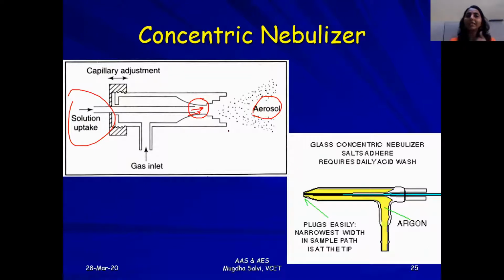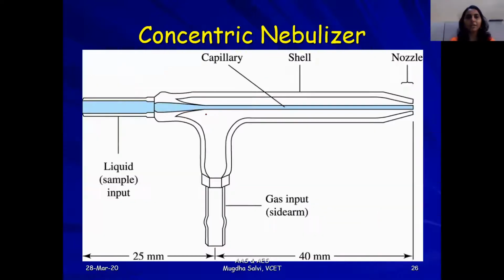This is a concentric nebulizer, as the name suggests. You can see that there are two pipes placed one in another. The smaller inner pipe is giving the solution, the outer one is giving the gas inlet, and together they are giving out an aerosol. Similarly, this is another diagram for a capillary concentric nebulizer.